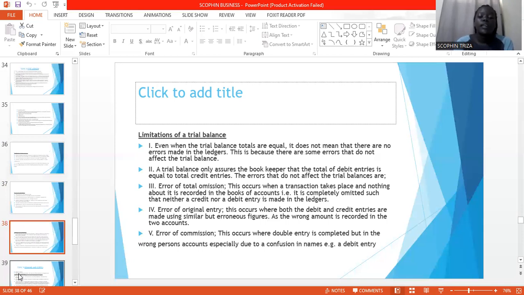Another one is the error of original entry. We also have error of commission. Now, error of original entry occurs where both the debit and the credit entries are made. And then error of commission occurs where double entry is completed but in the wrong person's account, especially due to confusion of name.